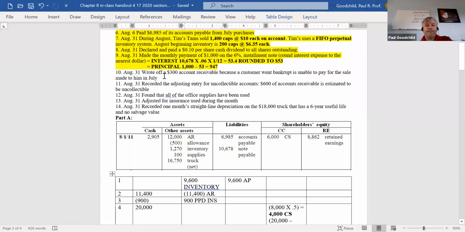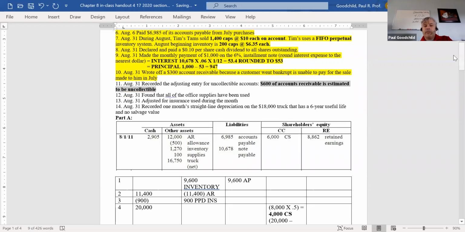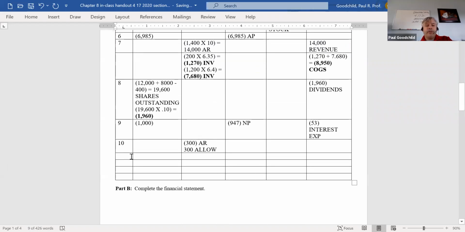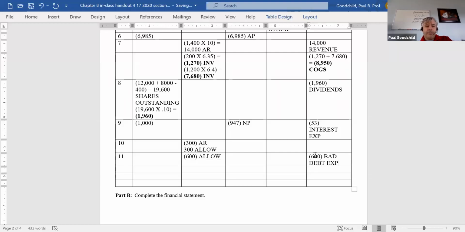Number 11, recorded the adjusting entry for uncollectible accounts. $600 of accounts receivable is estimated to be uncollectible. So now we're making our entry for bad debts expense. So we have 11, and this would be $600 for allowance and $600 for bad debt expense.